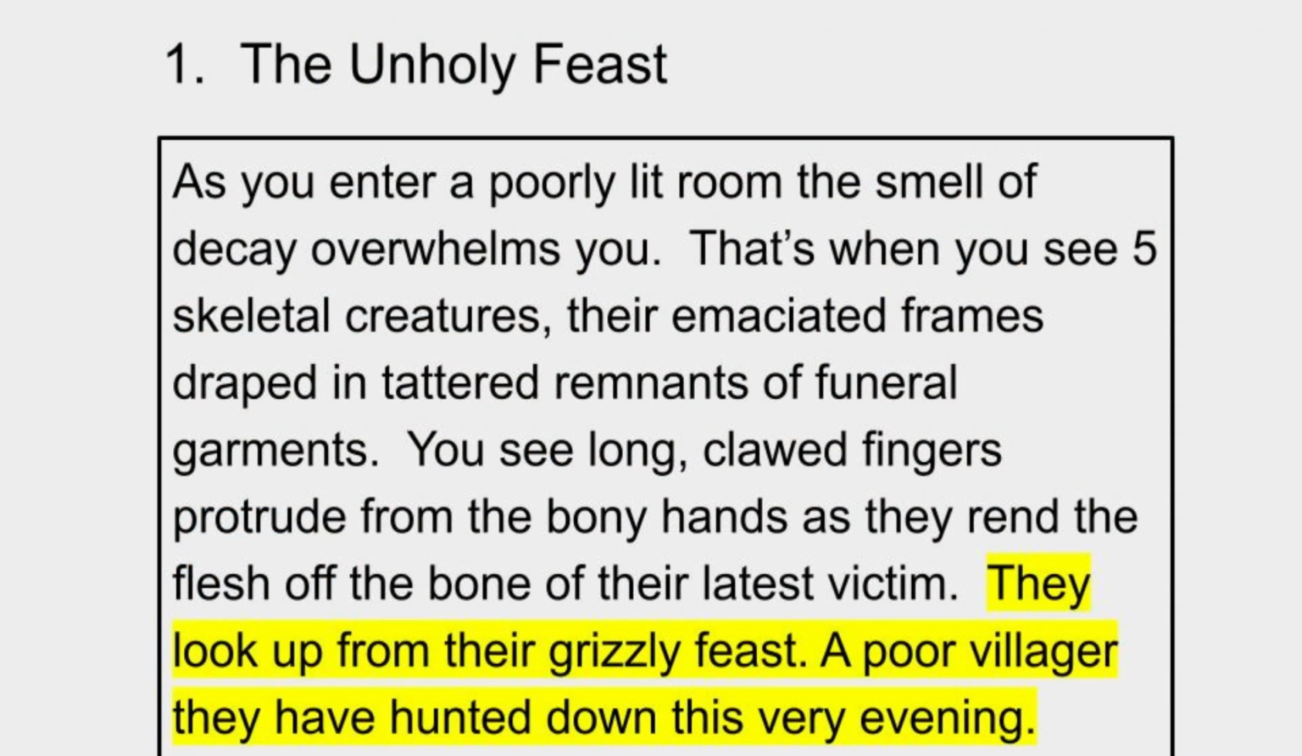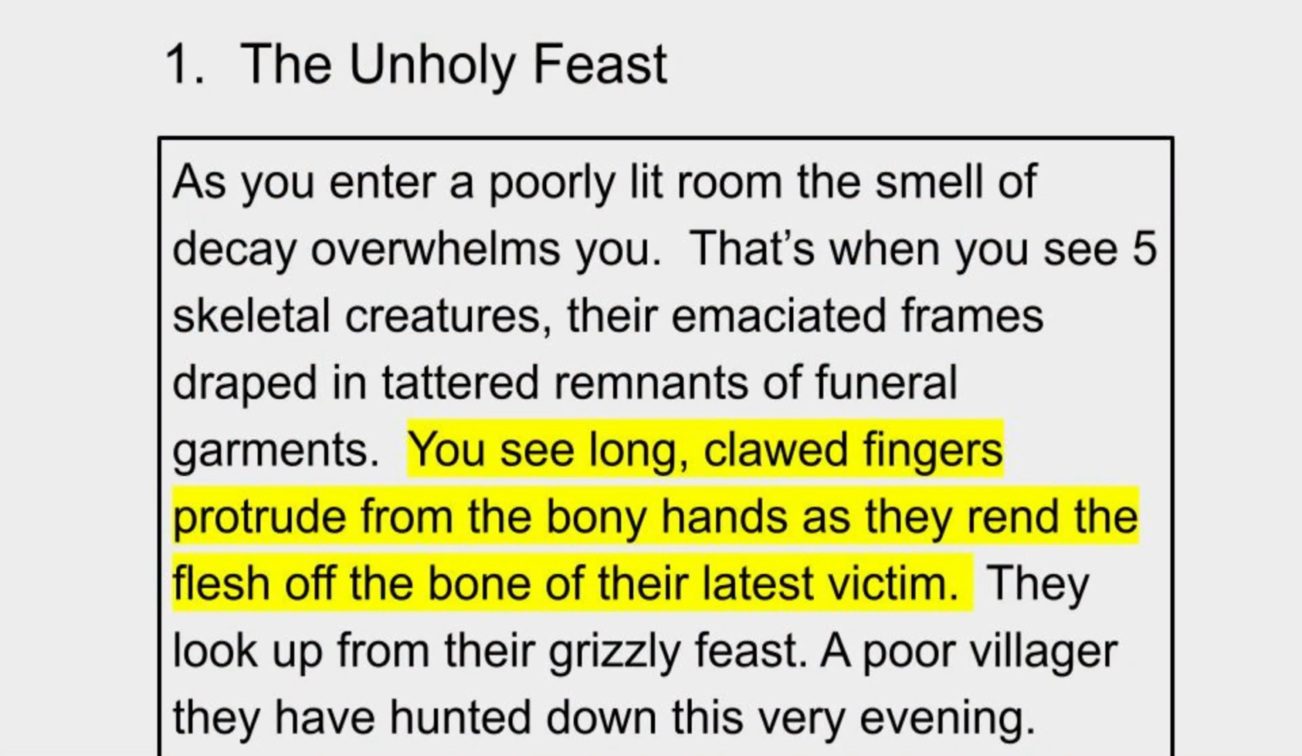In my example, I also said they looked up from their grisly feast, a poor villager they had hunted down and killed this very evening. This really lets the players know that the villagers are in danger too, and that they're being killed by these guys, and that they're heroes, and that they need to do something about that. It really serves as a call to action.